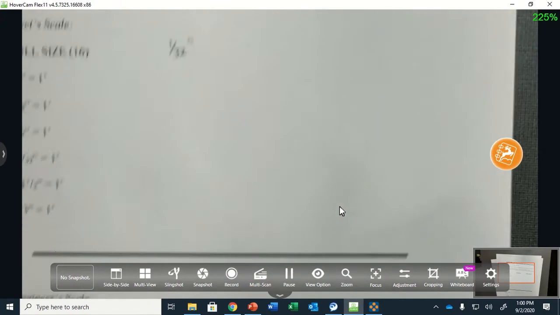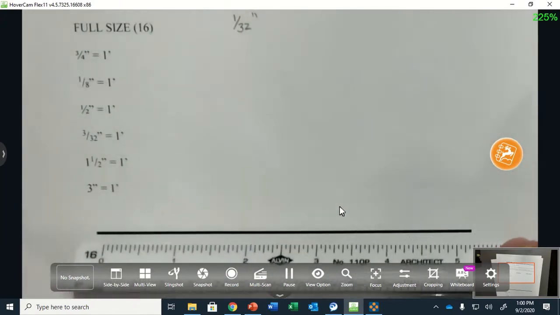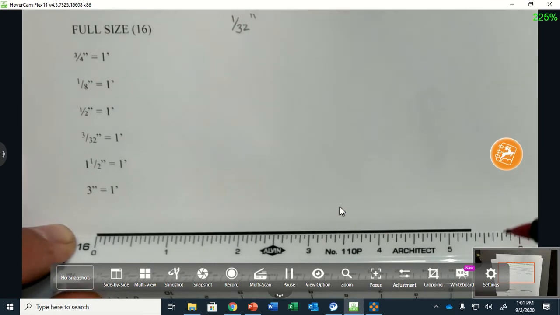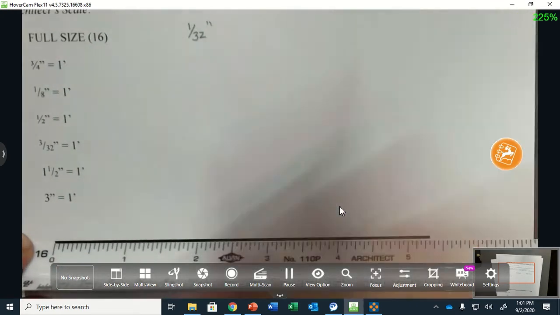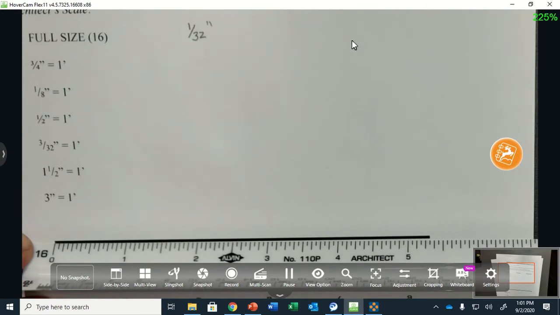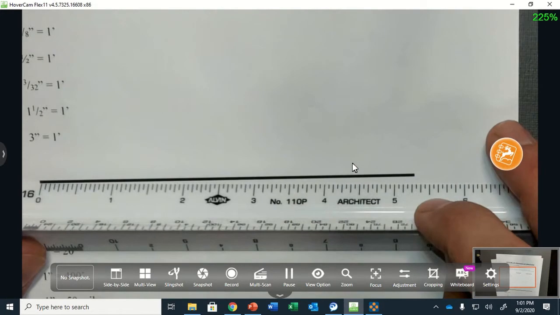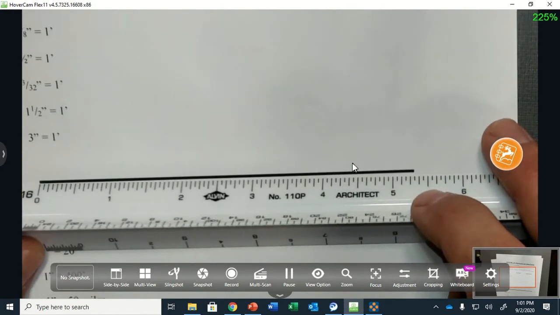Line length, okay, let's measure this thing. In the full scale, I do not have to move it. I put my line on the 0. I'm over here, hopefully you can see me. Just make sure you can see what I'm doing here. See, my ruler's at 0.